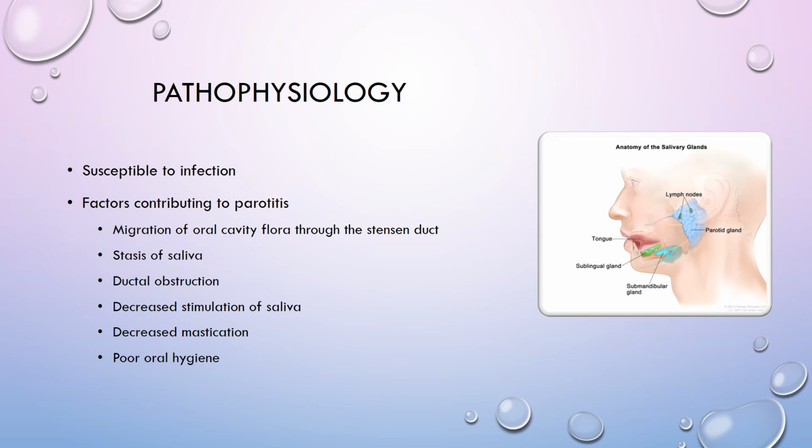Pathophysiology of salivary gland diseases. The parotid gland is most susceptible to infection because it secretes serous saliva versus mucinous saliva. There are no lysozymes, sialic acid, or immunoglobulin A in serous saliva, predisposing the parotid gland to infection.